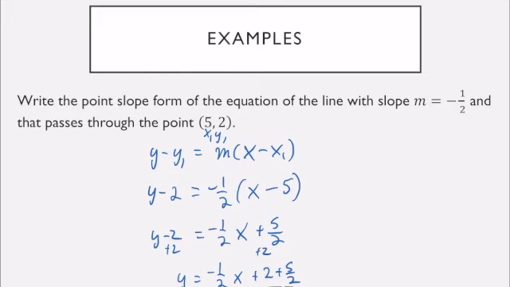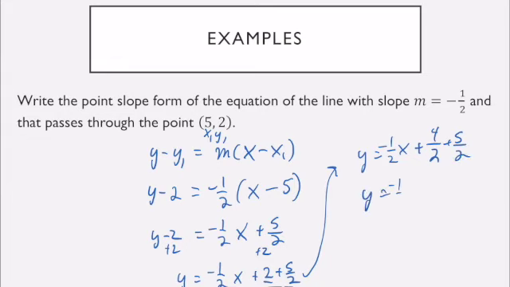Now I need to combine like terms. I could do that by writing 2 as a fraction over 2. So I'm going to have y equals -1/2 x plus 2 as a fraction with a denominator of 2, which would be 4 over 2, right? Because 4 divided by 2 is 2, plus 5 halves. When we're adding fractions, friendly reminder, we combine the numerators and leave the denominators alone. So I have 9 halves. So my final equation is y equals negative 1/2 x plus 9 halves.